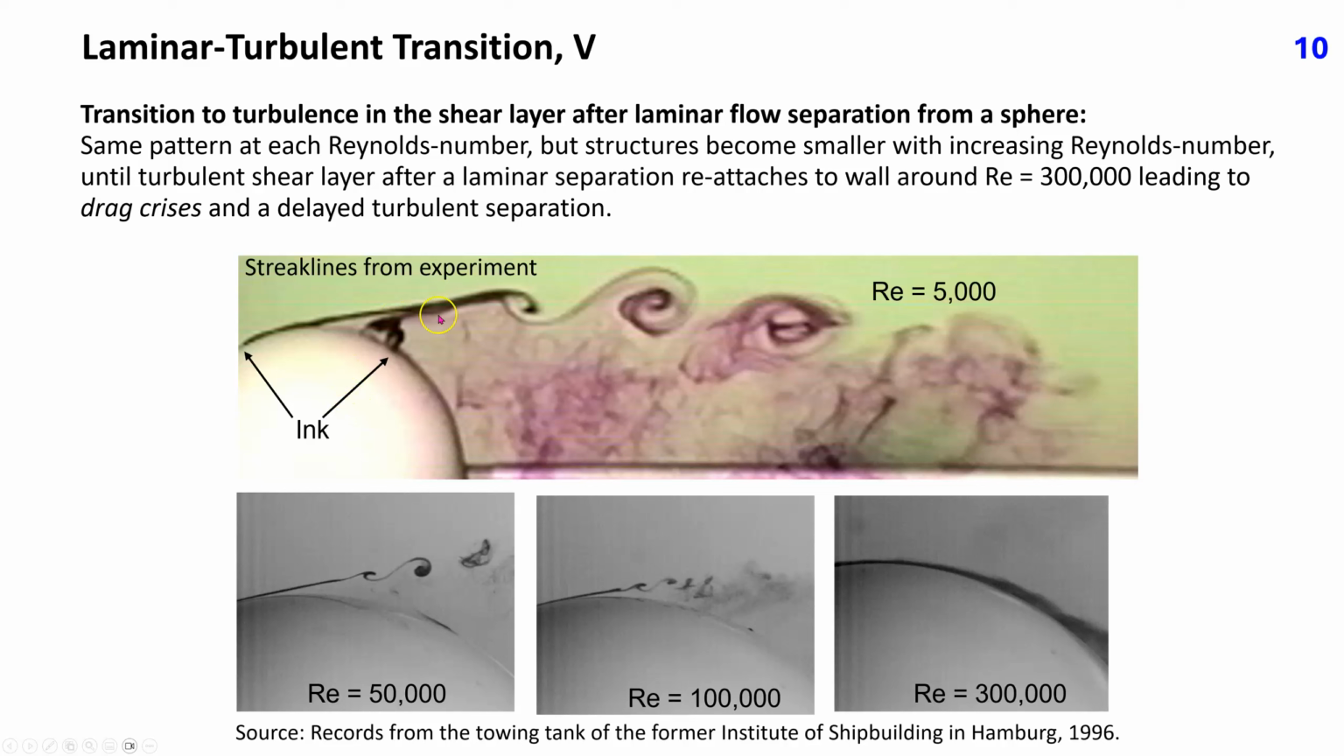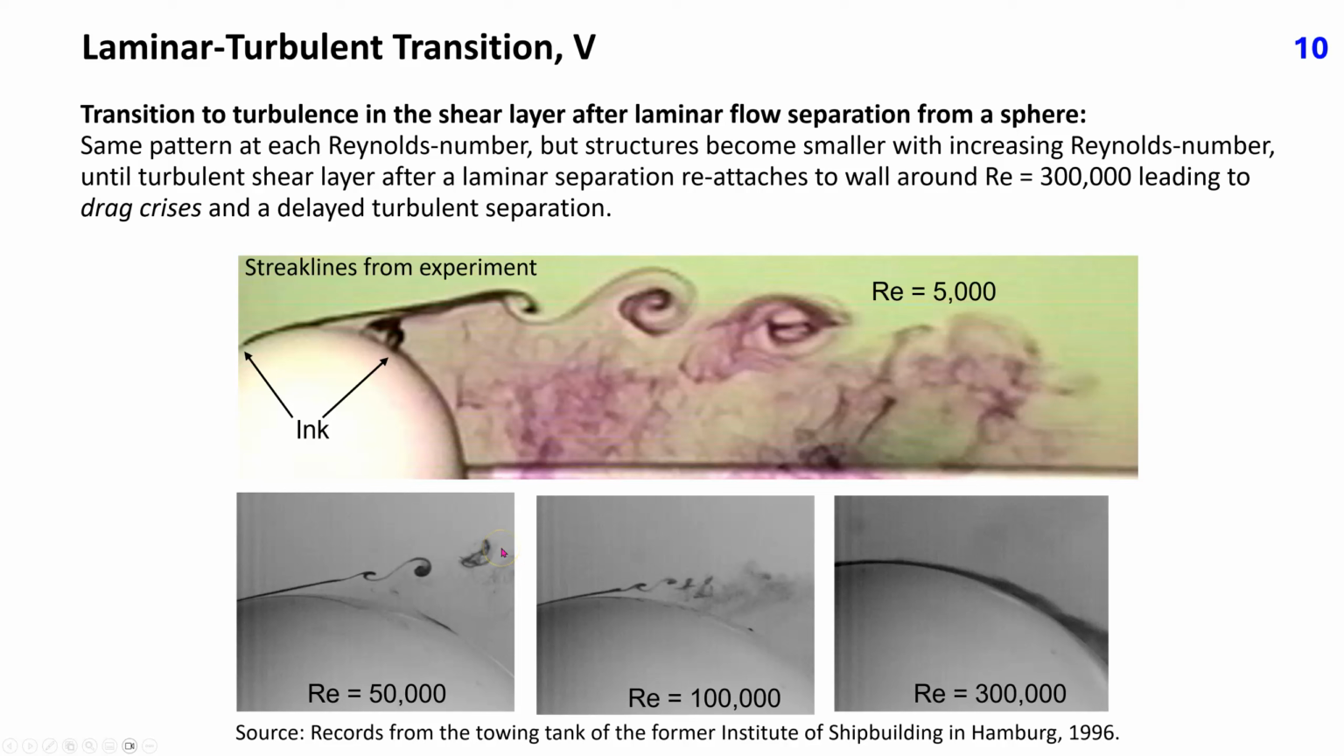The same pattern is visible at all Reynolds numbers, but the structures become smaller as the Reynolds number is increased. The Kelvin-Helmholtz instability develops in the shear layer, leading to its roll-up, thus creating vortex rings. The first two vortex rings appear to be still laminar, while the third obviously breaks into the turbulent regime.